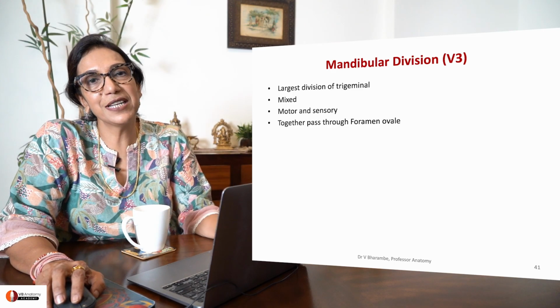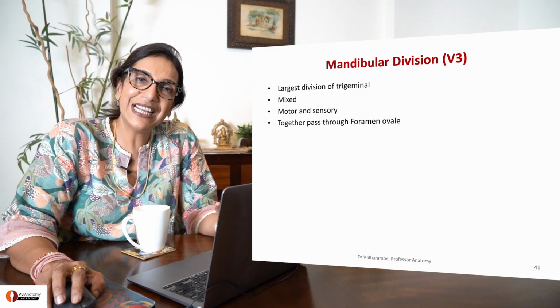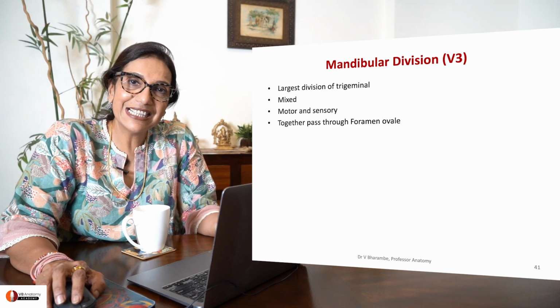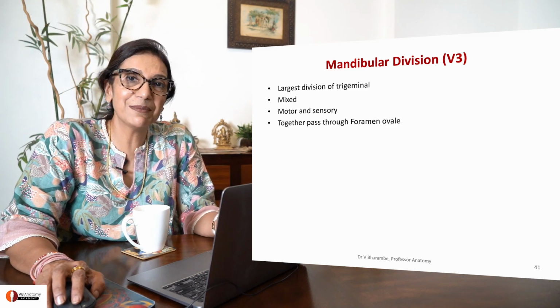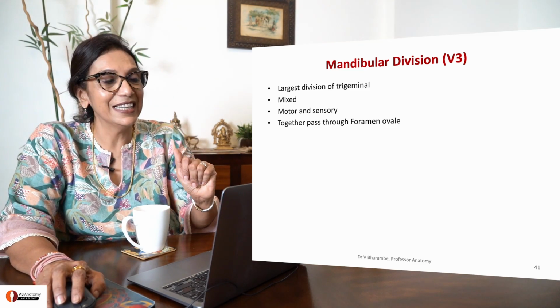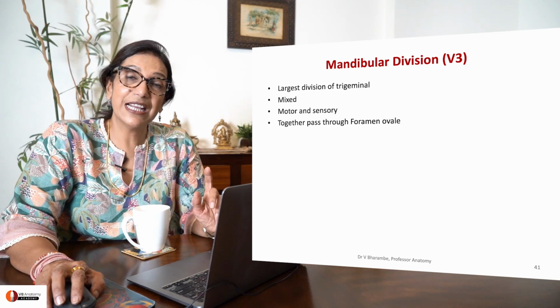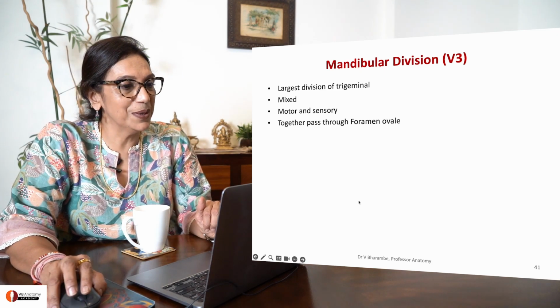Mandibular division of trigeminal nerve. Why is it fantastic? Because it's the thickest and it's the most often discussed. It's the mixed portion of trigeminal nerve. The other two were purely sensory. This one is a mixed portion. It has a motor component and a sensory component.